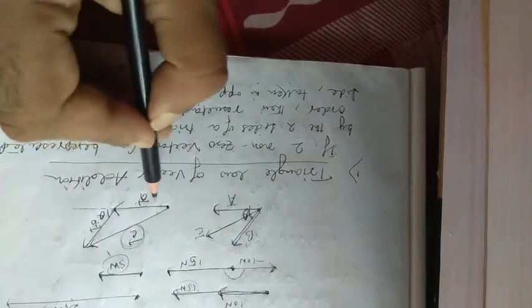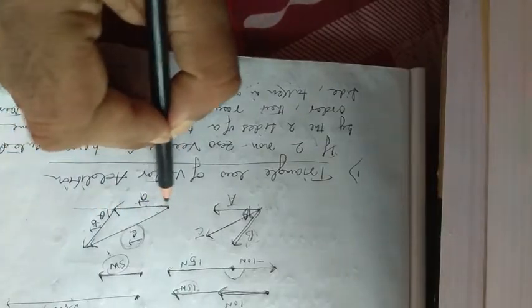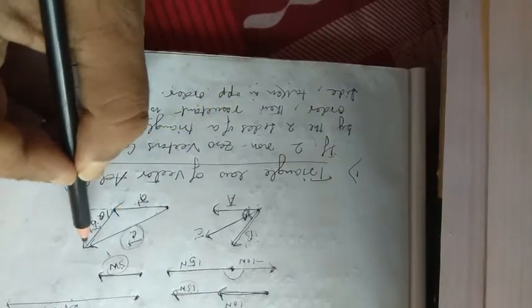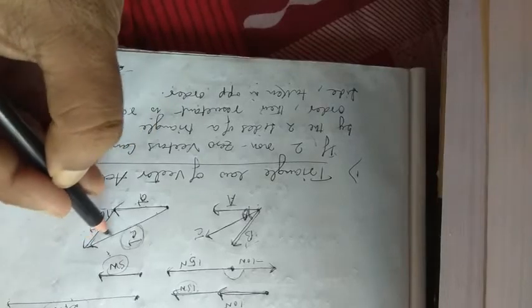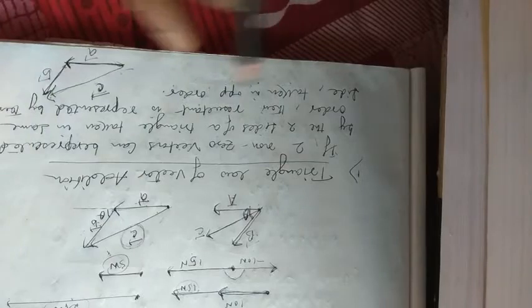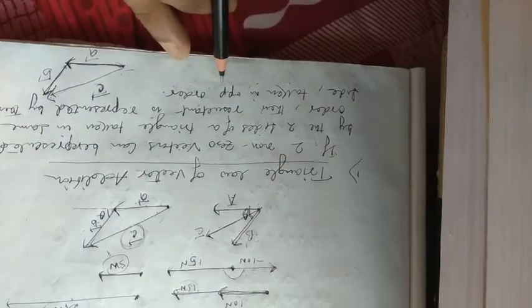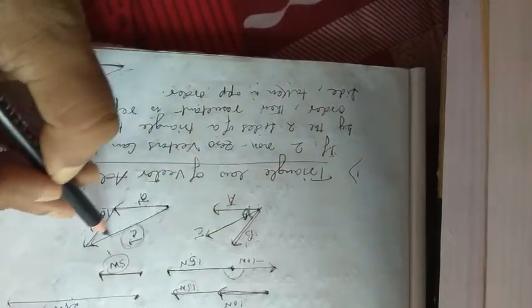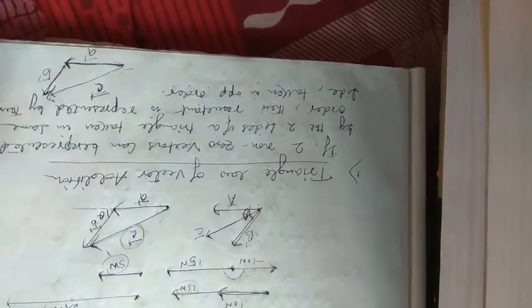The third side is taken in opposite order. Opposite order means if it had been the same order, this is directed towards this direction and C would have been directed in this direction. But it is said that the resultant will be taken in the opposite order. The direction will be just the opposite.